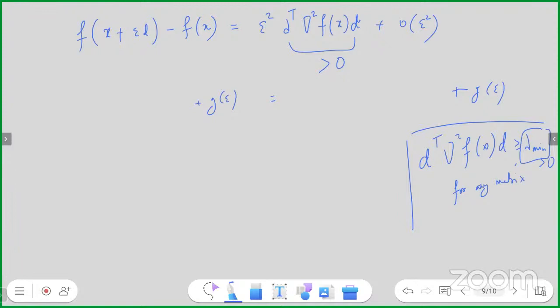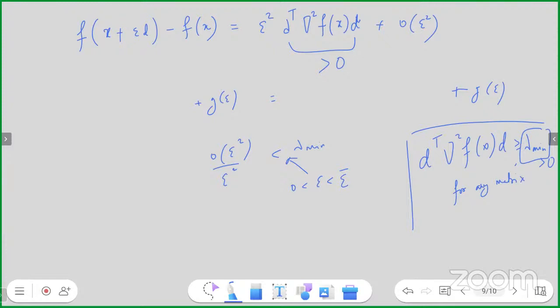This little o of epsilon square term ultimately becomes smaller than lambda min epsilon square. You can say it slightly differently. Let's look at the ratio by epsilon square. So as epsilon goes to 0, eventually this will become smaller than lambda min, because lambda min has nothing to do with any of this. So that is true. For all epsilon smaller than epsilon bar, let this be true.